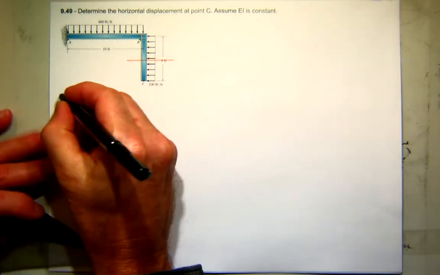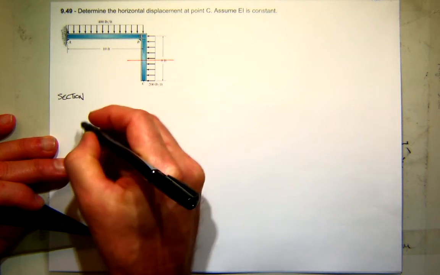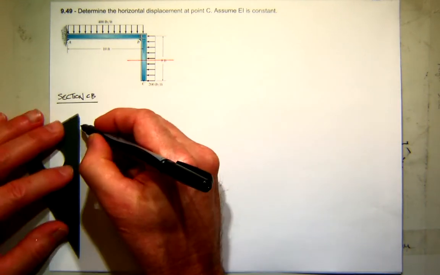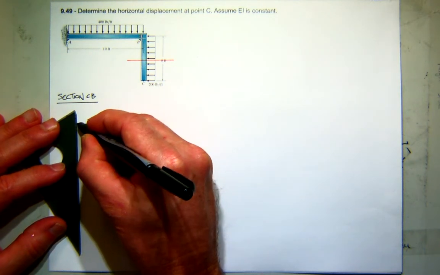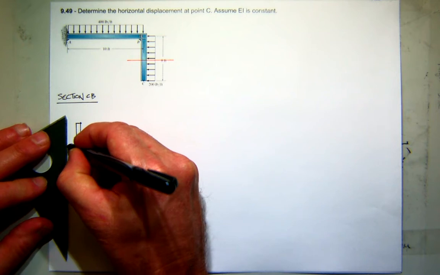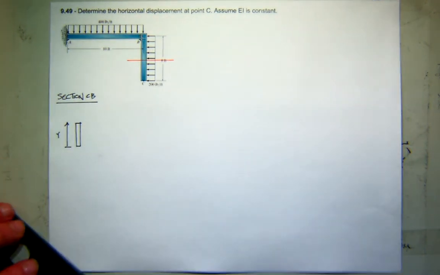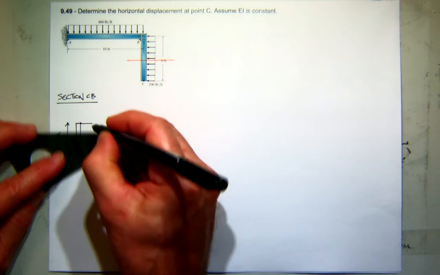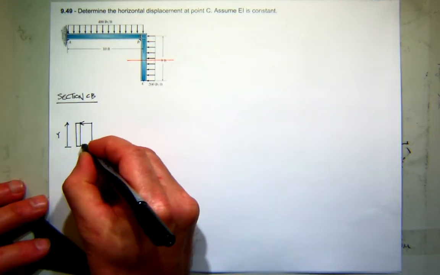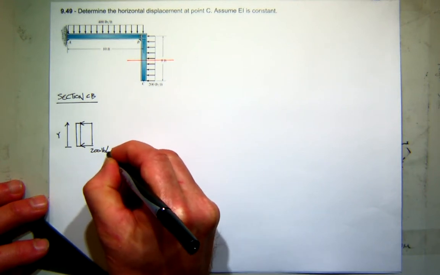So let's do section CB. So I'll draw that little free body diagram, and I will assume that we have a dimension going up of value Y. I have a distributed load acting in the horizontal direction of 200 pounds per foot.